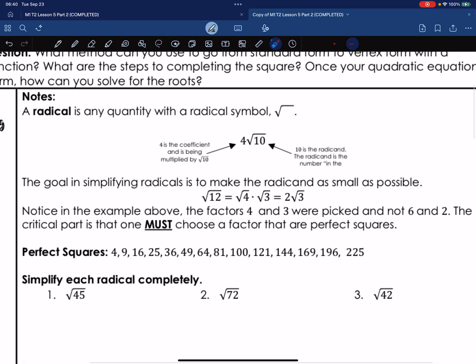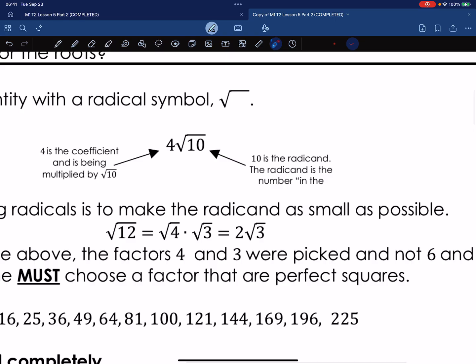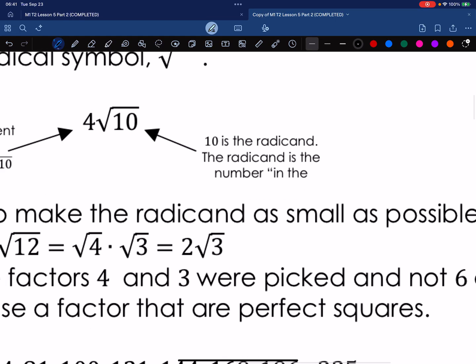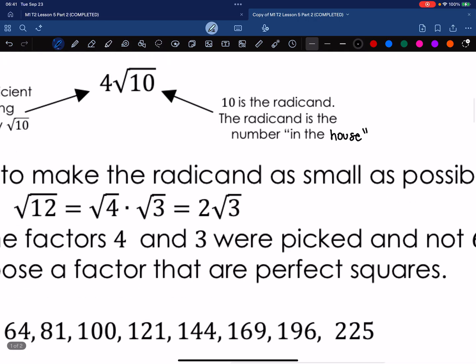So before we get started with that, I want us to talk about radicals, because we're going to need to know how to simplify radicals. A radical is any quantity with the radical symbol, what we're used to calling the square root. Its actual name is a radical. So 4 is the coefficient and it's being multiplied by the square root of 10. Okay, 10 is the radicand and it's the number that is inside the house.